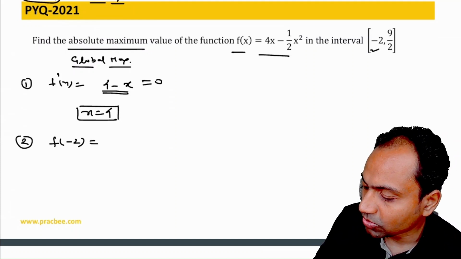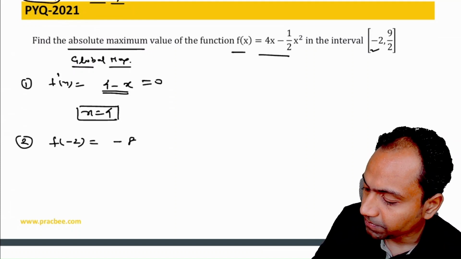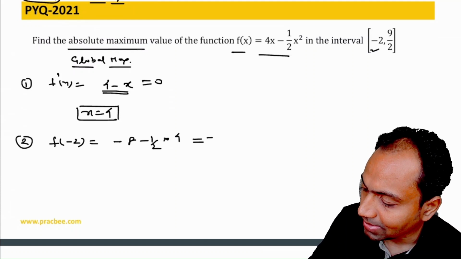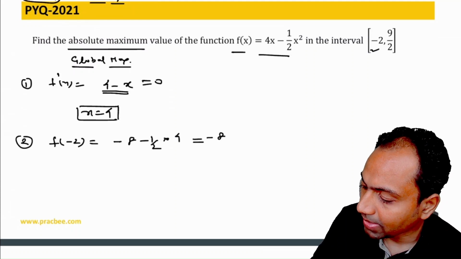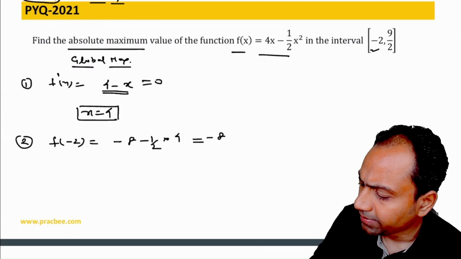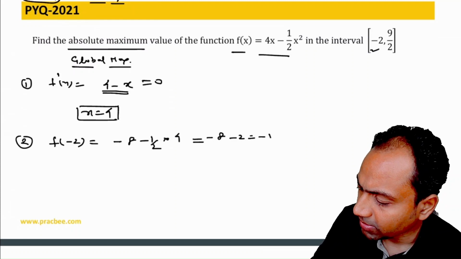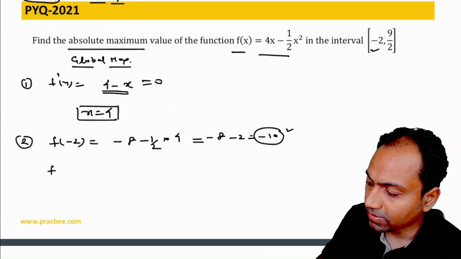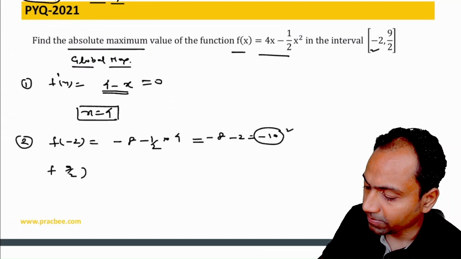If I put minus 2, it becomes minus 8 minus 1 by 2 into 4. So what we are getting is minus 8, and then minus 2. It becomes nothing but minus 10. So this is the value that we are getting. Next, we are going to find the value at 9 by 2. Let us see what happens at 9 by 2.